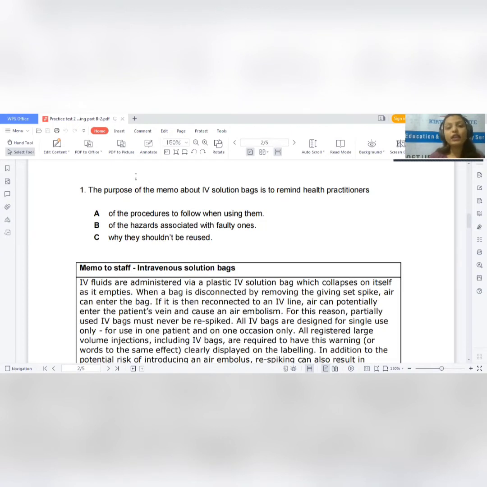And as I said, the third kind of question is something asked from the given text. Let us see each one of the questions in detail. Number 1: the purpose of the memo about IV solution bags is to remind health practitioners. So my keywords are purpose, about IV solution bags, to remind health practitioners what. This is the incomplete sentence that you need to complete.